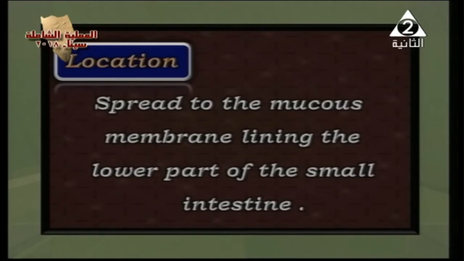intestine. Do you know that our digestive system consists of how many parts? We have a small intestine and a large intestine. Each part of them is covered in such a way. So we have here something called the mucous membrane. This mucous membrane lines the lower part of the small intestine.